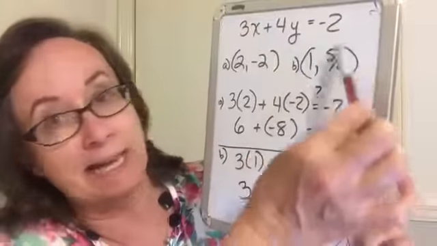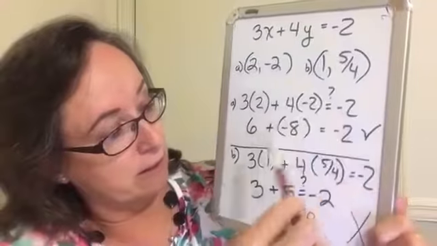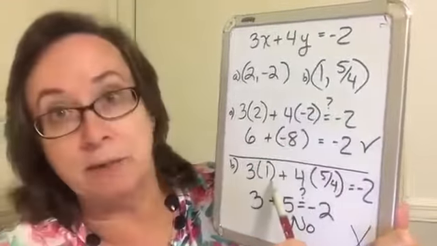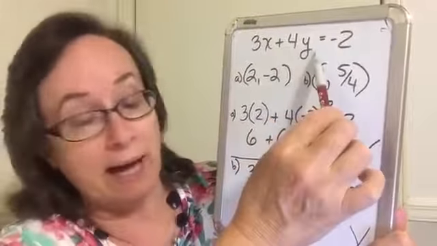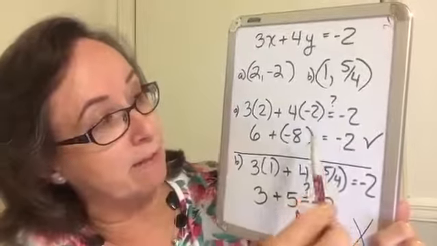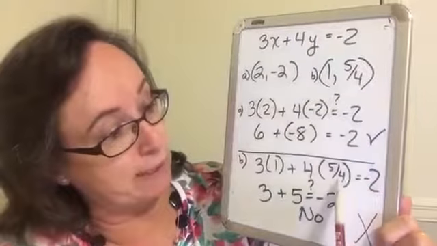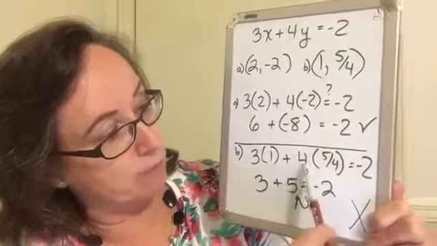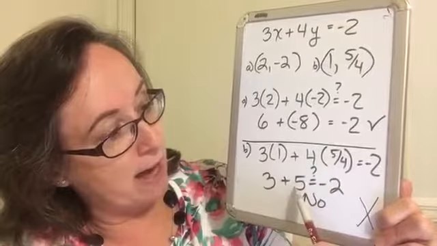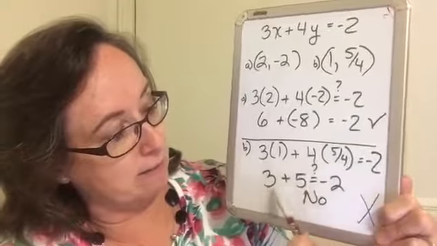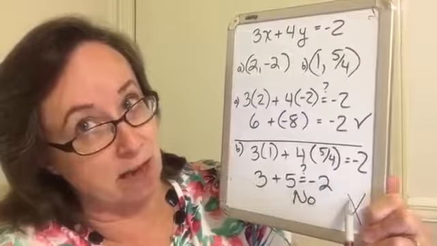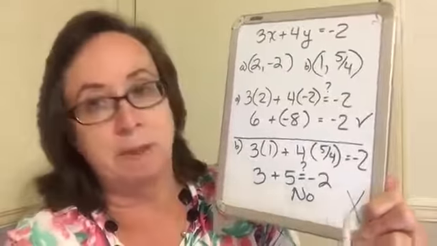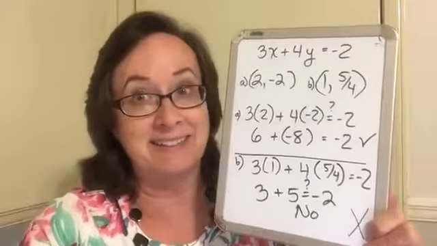Then we do this second point over here, 3x. So instead of the x, we'll put in a 1. Plus 4y, instead of the y, we'll put in the 5/4 that we're supposed to put in here. So 3 times 1 is 3, 4 times 5/4 is 5, and 3 plus 5 is 8, not negative 2. So no, this one is not a solution. So I put a big X saying it is not a solution.